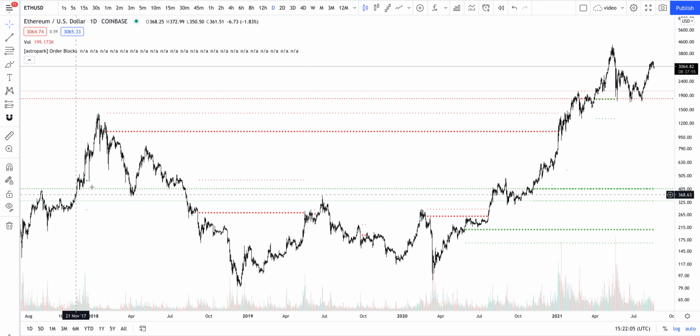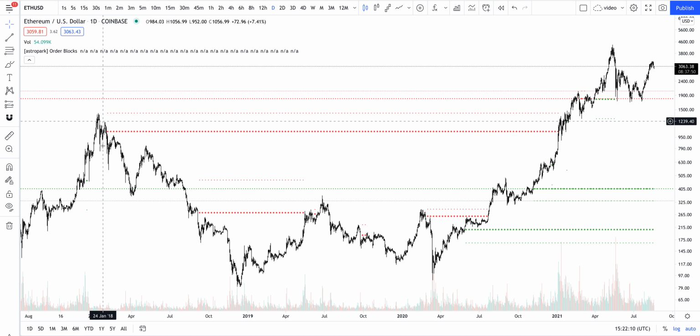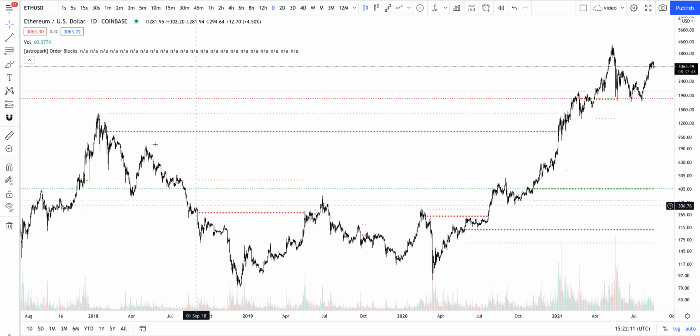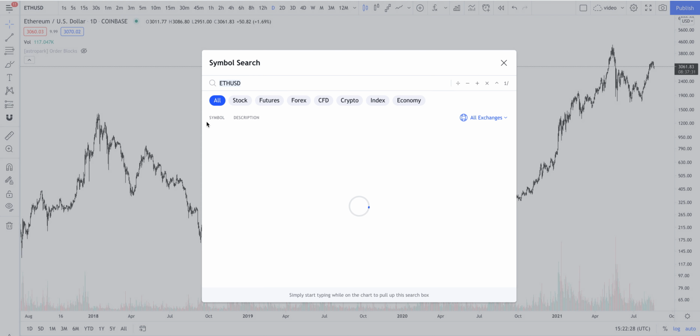So here is another example: a fresh weekly demand was hit and price jumped really hard. Okay, supply here was formed but never hit because sellers were too strong in this case, for example. Okay, and this indicator works on every asset and time frame.